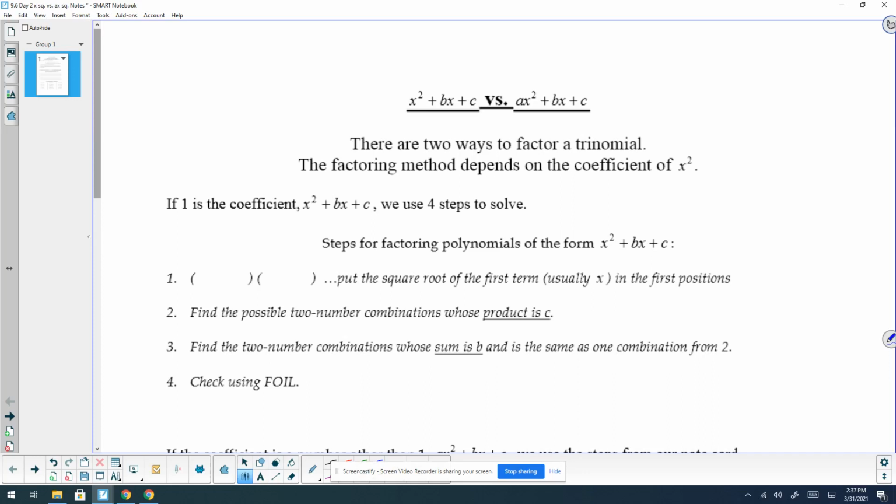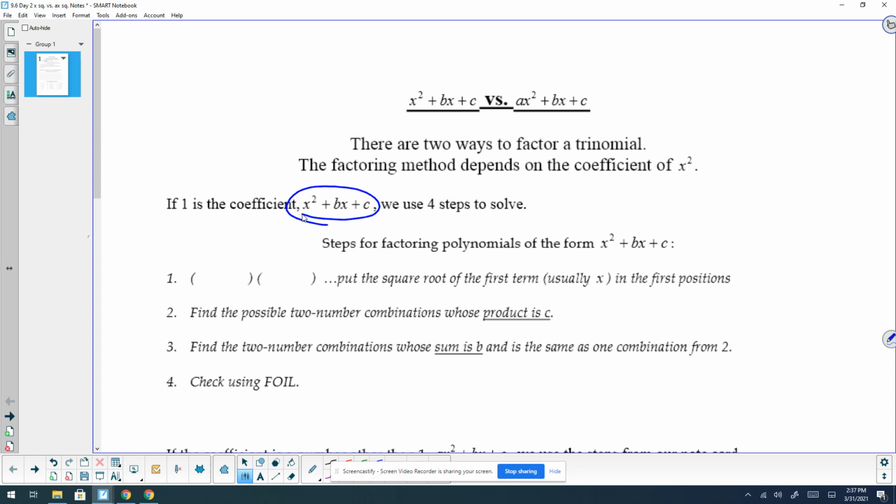This lesson is for my Algebra 1 class. It is 9.6 day 2, where we will compare the two different ways to factor a trinomial. One where there is no number in front, and the other way is when there is a number in front. So when the coefficient, or the number in front, is 1 for our trinomial, like this form here, x squared plus bx plus c, we only need to use 4 steps.